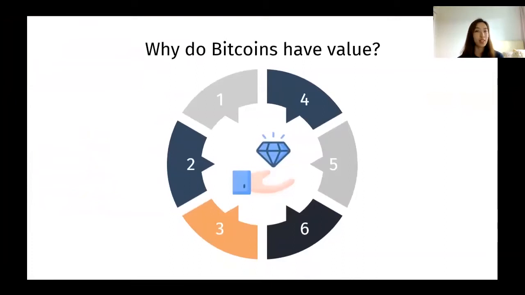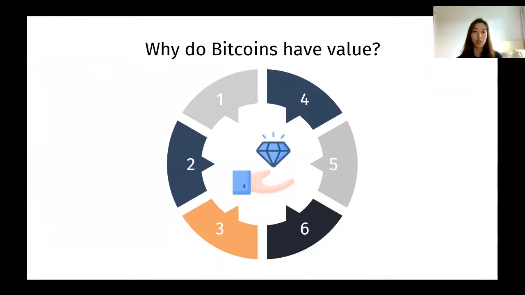So why do Bitcoins have value? Today, a Bitcoin costs around 53,000 as of now. And so successful currencies have 6 key attributes: scarcity, divisibility, utility, transportability, durability, and counterfeitability. So Bitcoin has value because it holds up very well when it comes to these 6 characteristics.